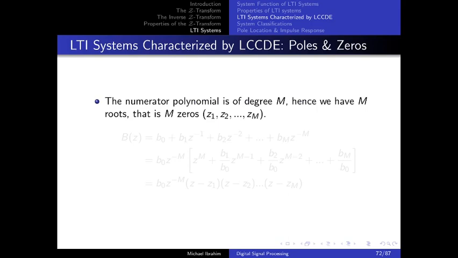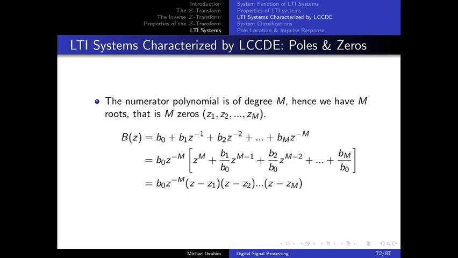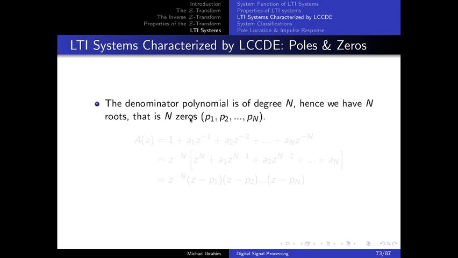Okay, so slides 72 and 73 are basically saying that the LCCDE we have will give us a rational function. In the numerator we have a polynomial of degree m, and hence we have m zeros, and in the denominator we have a polynomial of degree n, and hence we have n poles.